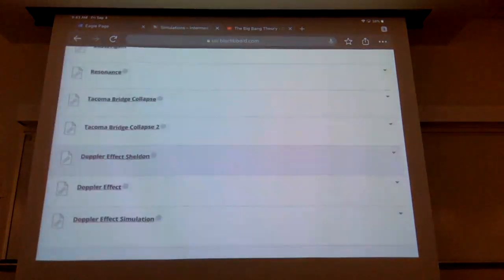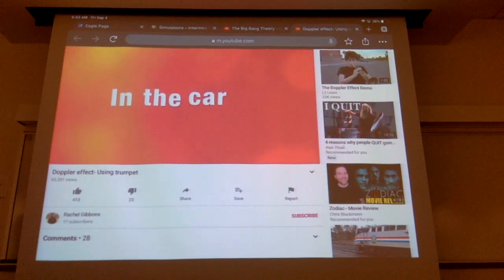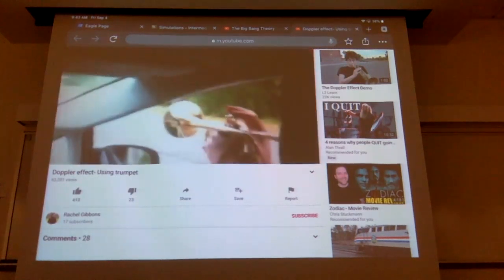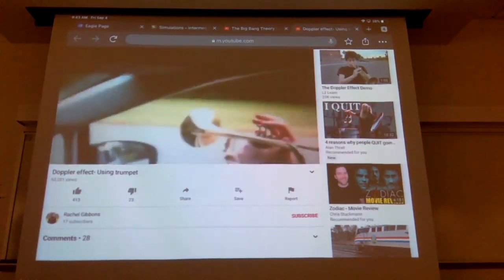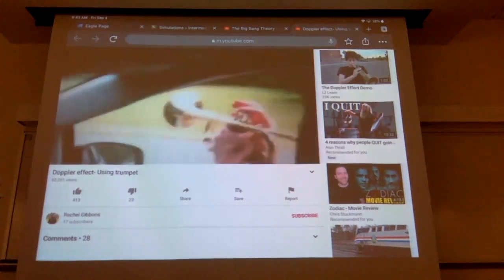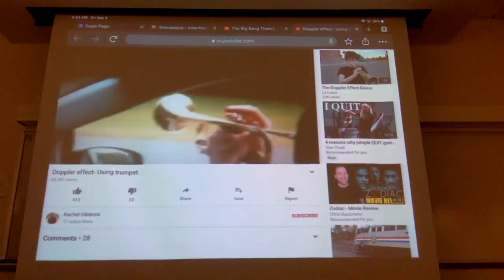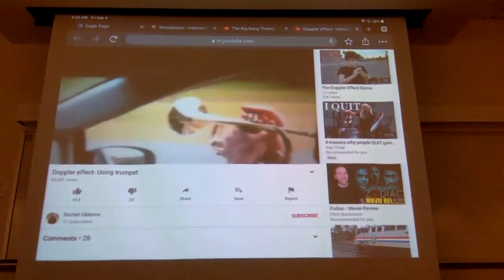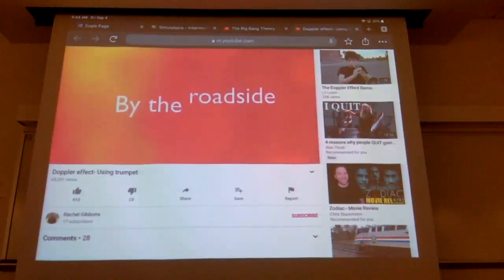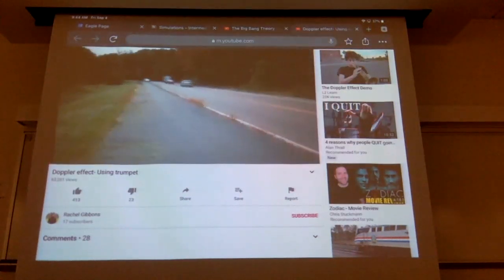Let's do another one. So this one is going to be a guy playing a horn, and he's playing at a constant note inside of the car. So this is what you're going to hear inside the car. Now they're going to switch from the car to somebody standing on the side of the road and see what difference you can hear.